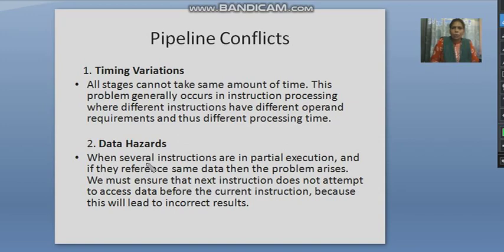Data hazards. When several instructions are in partial execution and they reference the same data, a problem arises. We must ensure that the next instruction does not attempt to access data before the current instruction, because this will lead to an incorrect result. So this can be another problem.